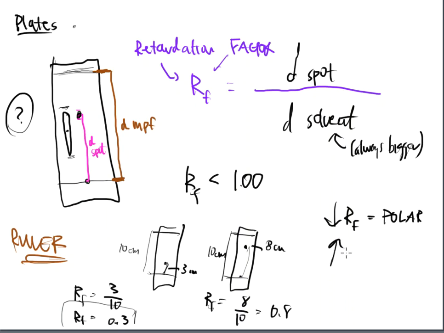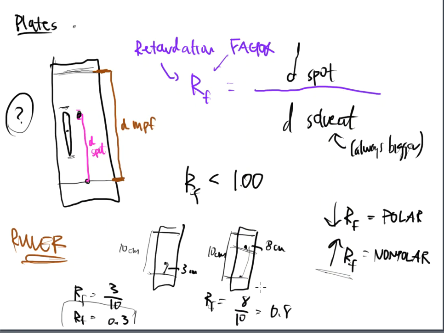If I have a high RF, that means that my compound is probably nonpolar. And that's the relationship between the two. Very high RF numbers mean very high on the plate. Keep that in mind. High RF numbers mean high on the plate.